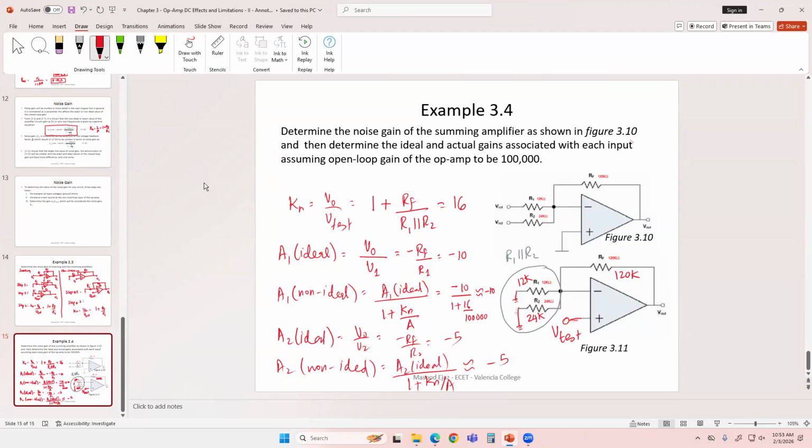Kn is for the whole circuit. Noise gain is for the whole circuit, not for the individual inputs. Because you got Kn from the process, right? You short circuit both inputs to ground and then introduce the test source over here. So Kn applies to the whole circuit, not the input.